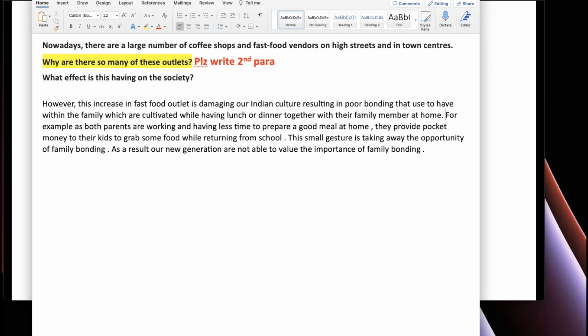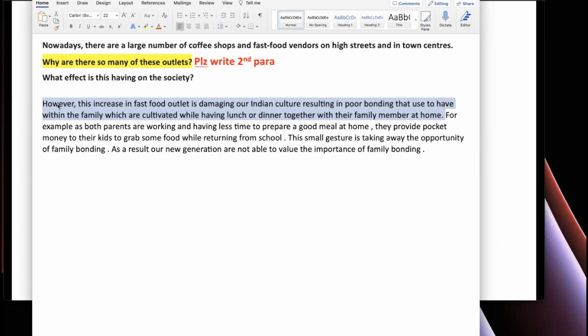This is a good point, but I don't know why you're considering the new generation. The question is not about the new generation, but I'm glad you put that in the example. Correct. So here you have not taken that. So probably you could have written in a generic way. For example, due to the hectic work, it becomes very difficult for families to have dinner together.